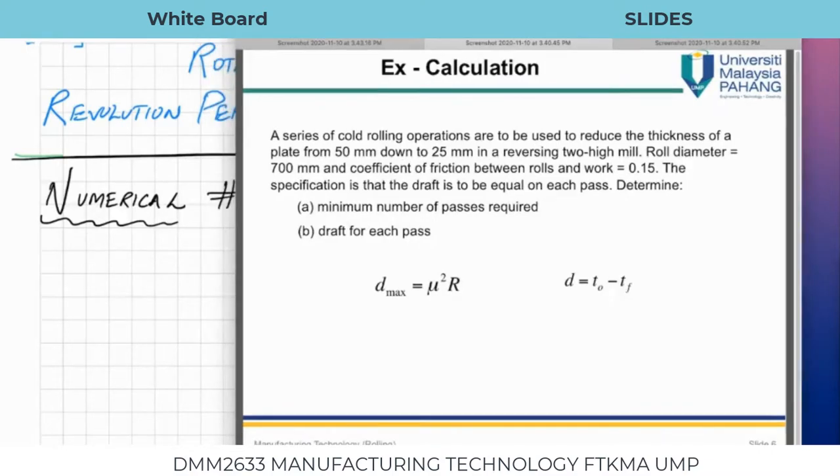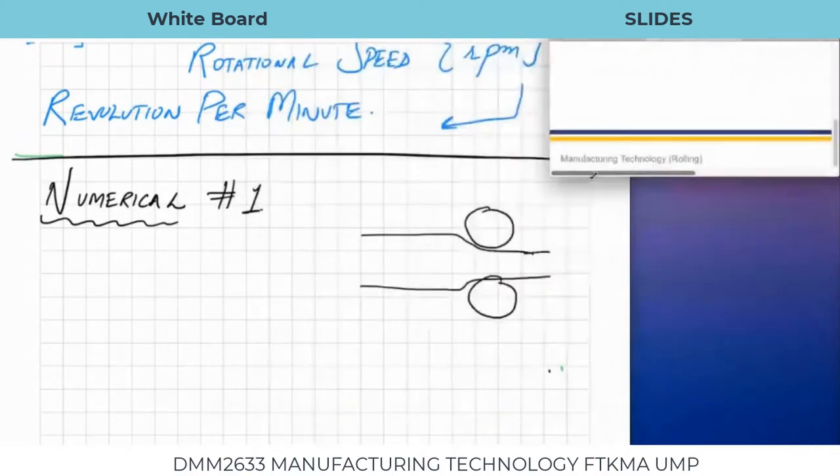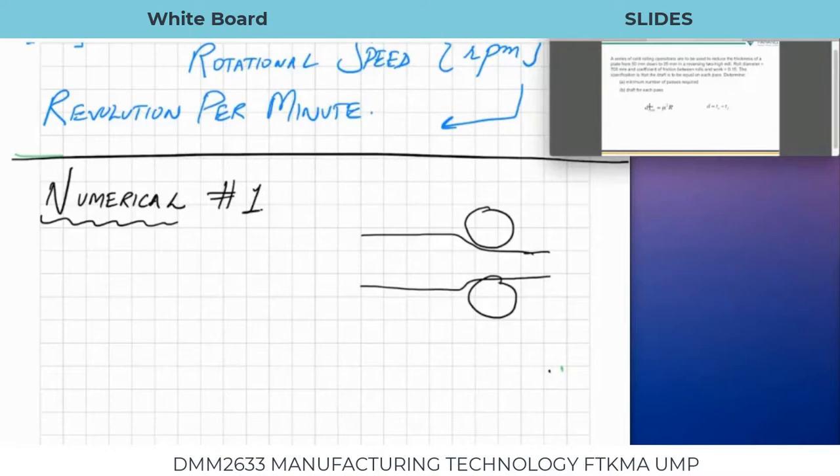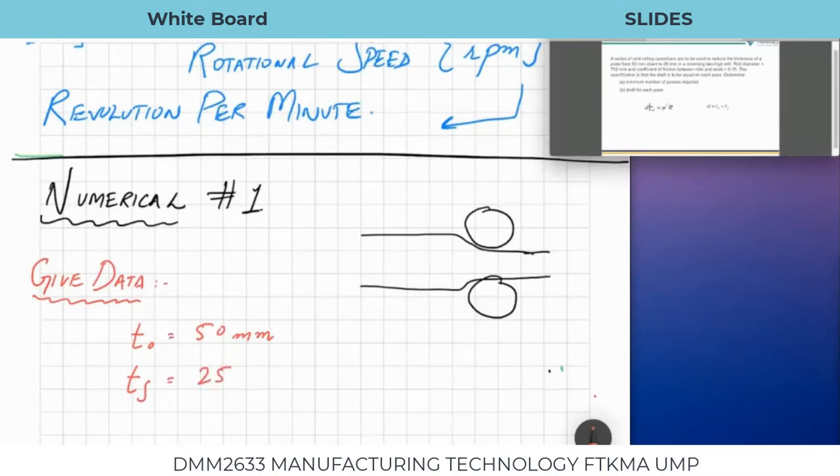Okay, so let's write down what is given in this numerical. Heading number one should always be, when you solve numericals, given data. Two marks already for this one. Given data. So what is given? The initial and the final thickness. So T naught is equal to 50 millimeters. Then the final thickness Tf is equal to 25 millimeters.